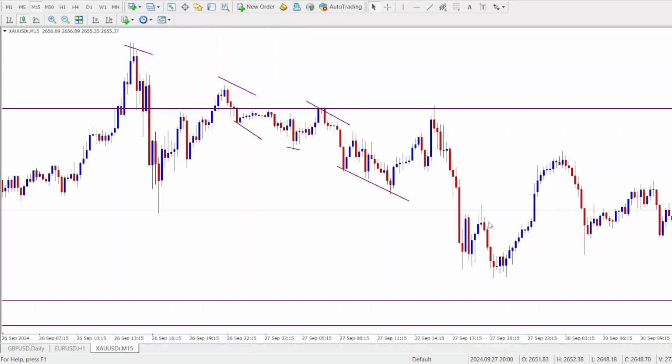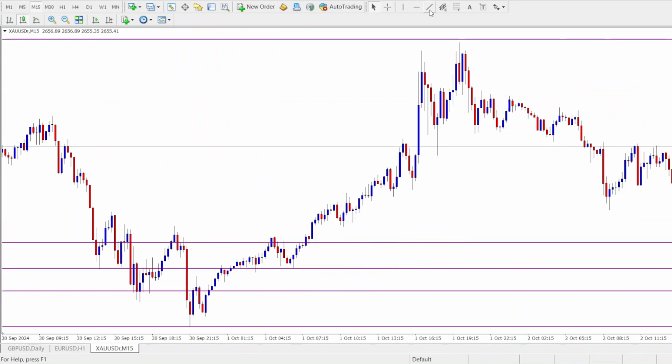Now in the case of an upward move, we can see a low, a higher low, higher low, higher low like that, and the same for the highs, higher highs like that, going up, going up, going up. This shows that the bullish momentum was strong.